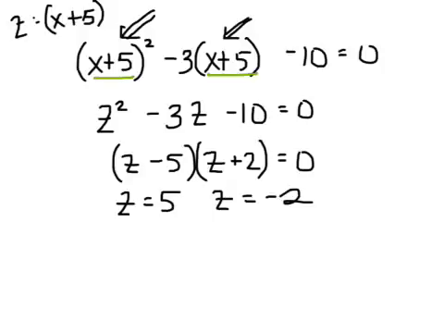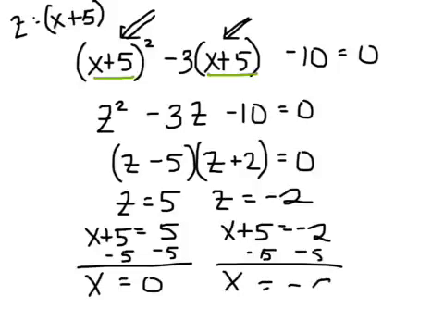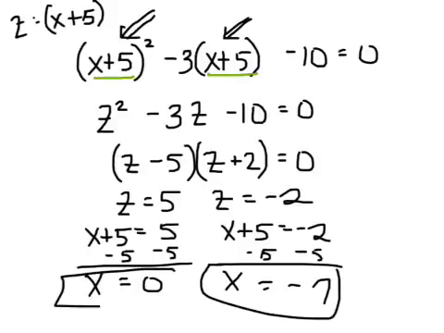Now for that, because it was z, now I put x plus 5 equals 5 and x plus 5 equals negative 2, and now I solve for x. Subtract 5, x equals 0. Subtract 5, x equals negative 7. So those are my two answers.